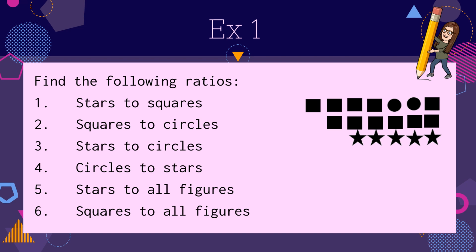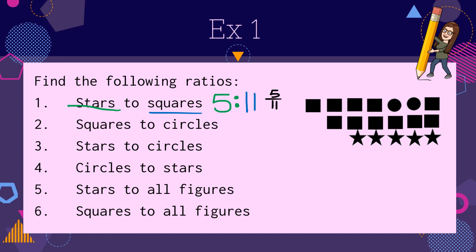Let's take a look at a few examples. This first example, we're going to create ratios just based on the shapes. Now the order matters. Stars comes first. I see 5 stars. And we're comparing it to squares. And I see 11 squares. You can write it as 5 colon 11, or you can leave it as a fraction 5 to 11.